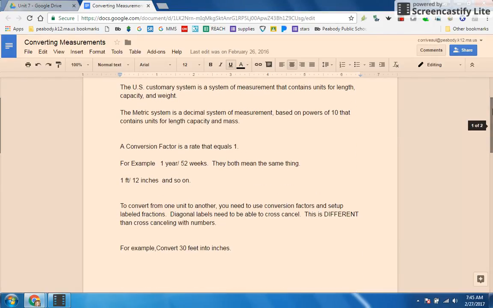So a conversion factor is a rate that equals 1. For example, a basic one would be that 1 year equals 52 weeks. They both mean the same exact thing. 1 foot equals 12 inches, and so on. You could also say 1 week equals 7 days, as long as one of the rates is a 1. So we have to use conversion factors if we're trying to get from one system of measurement to another in order to find what they're equal to.